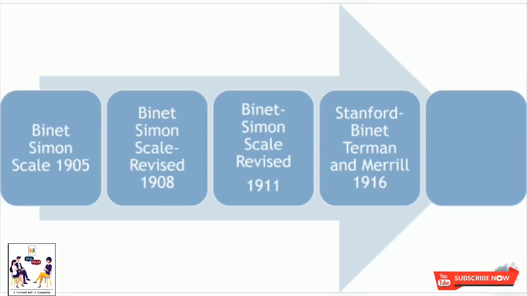Later, in 1937, again Terman and Merrill revised the scale. In this revision, there were two equivalent forms, named L and M.